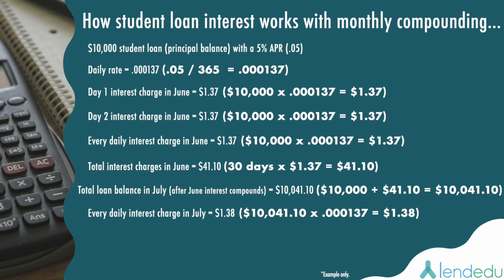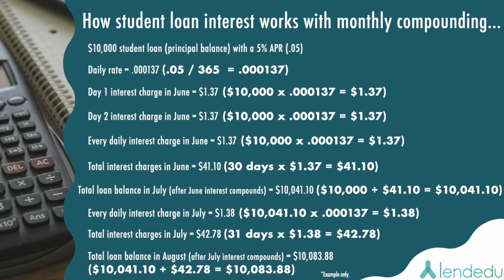And when August comes, all interest accrued in July based on the total balance of $10,041.10 will now be added to the total loan balance. And daily interest charges during August will now be based on this new total loan balance. So at first glance, compounding student loan interest may seem minimal and not like something you should be too worried about. But if you don't address it by making sufficient monthly student loan payments that cover both your interest charges and then some of your principal, it can quickly rack up and become a problem.